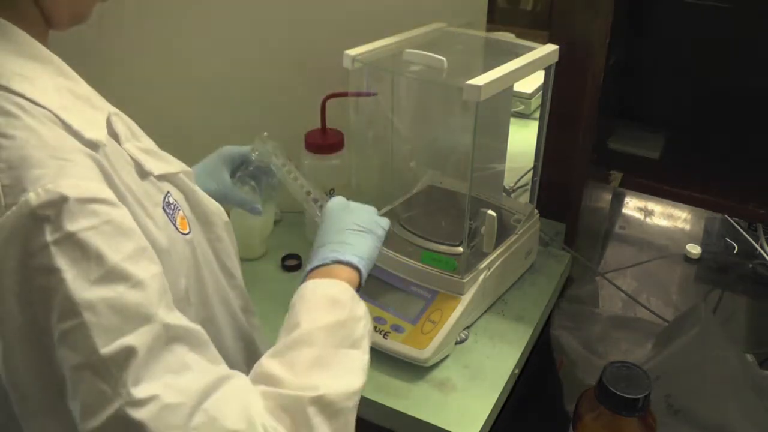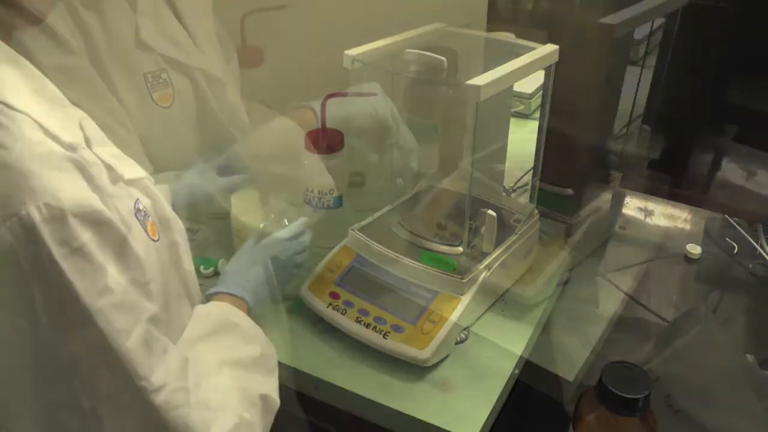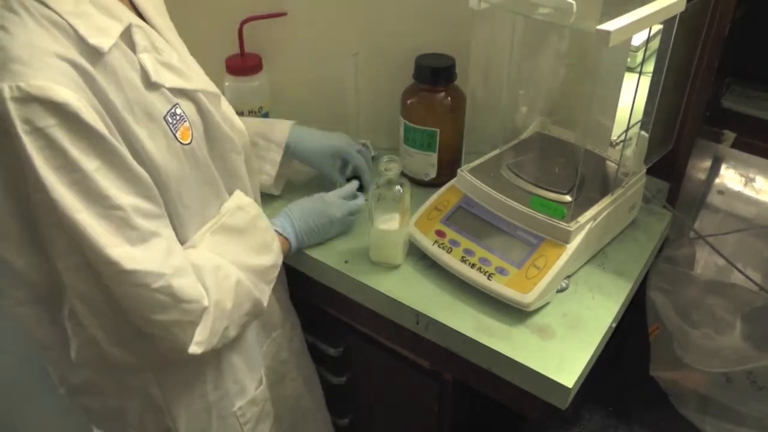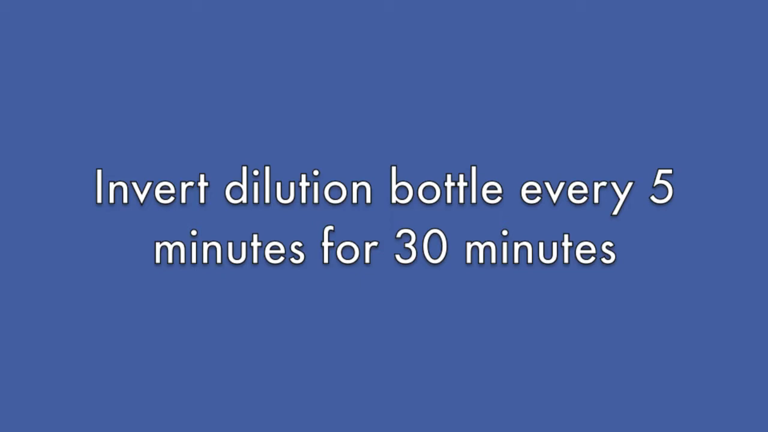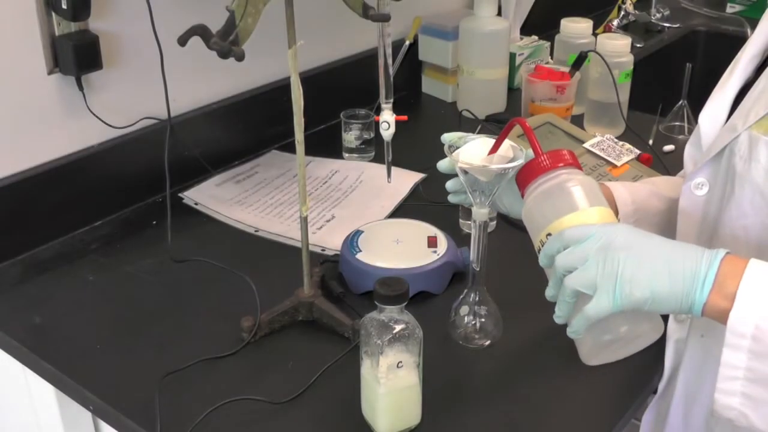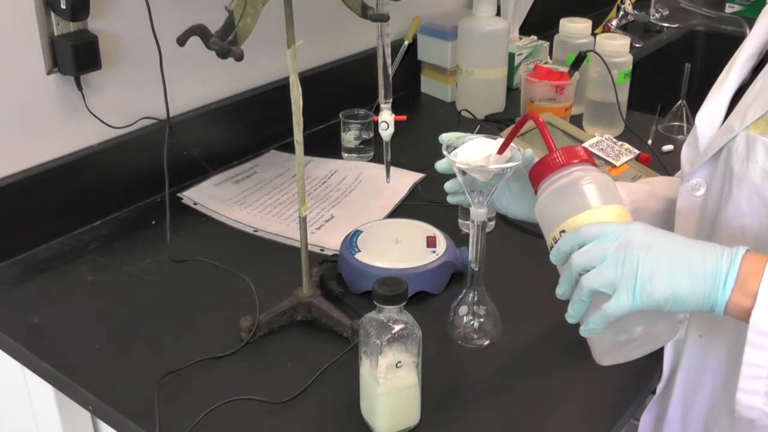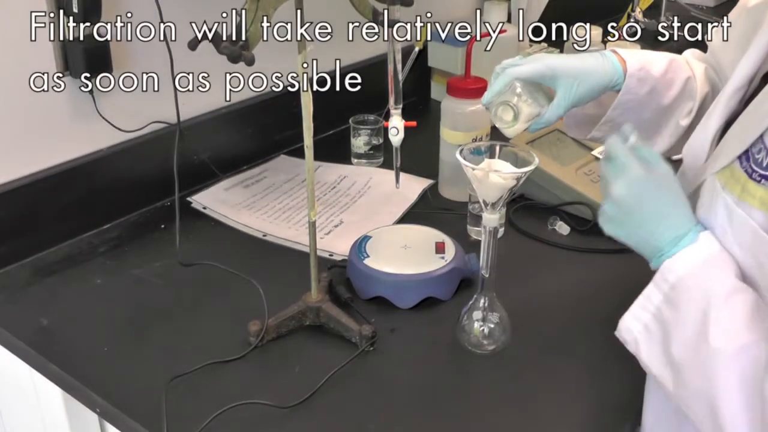Then add 60 ml of DD water and 2 grams of salicylic acid. Cap and shake vigorously. Remember to invert every 5 minutes for the next 30 minutes. Set up the filter with number 42 Whatman filter paper and pre-wet with DD water.